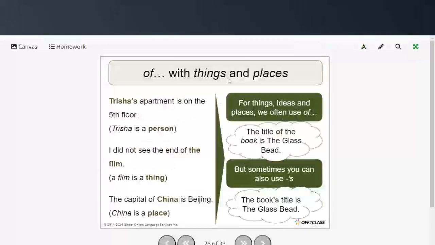All right, so we can use of with places and things. So for things, ideas, and places, we use of. So the title of the book is The Glass Bead. But sometimes you can also use the apostrophe S. The book's title is The Glass Bead. So Trisha's apartment is on the 5th floor. So we can't use of because Trisha is a person. We can only use of with ideas, things, and places.